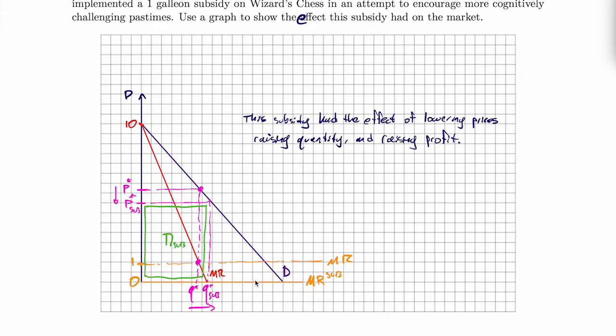So the intersection of the marginal revenue and marginal cost curves happens right here at the origin of marginal revenue. So this gives us Q star sub, which is greater than it was before the subsidy. So quantity for the monopolist has gone up after the subsidy. And this also has the effect of decreasing prices. We go from P star to P star sub.